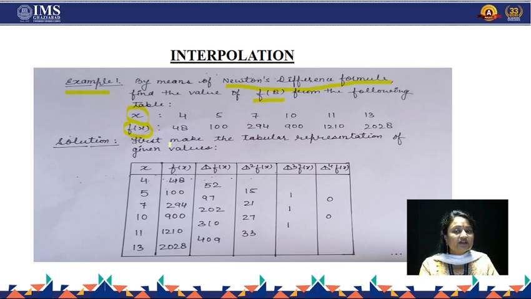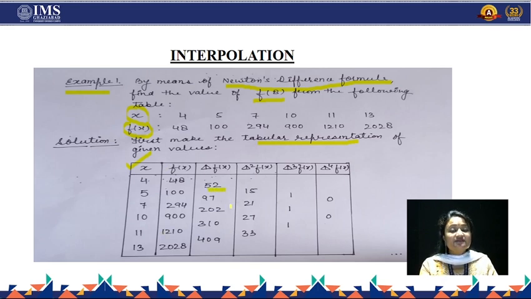First of all, we make the tabular representation. Now, what is tabular representation? We discussed this in the previous slide. We write the values of x in vertical form, and we also write the values of f(x) in vertical form. Now this is the major part.